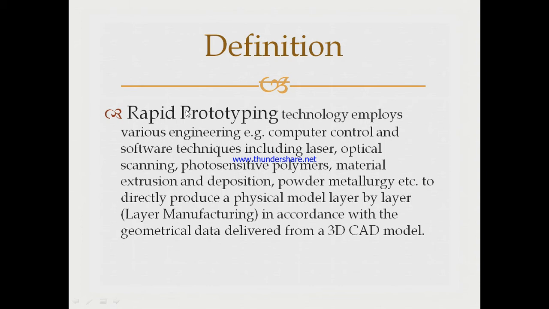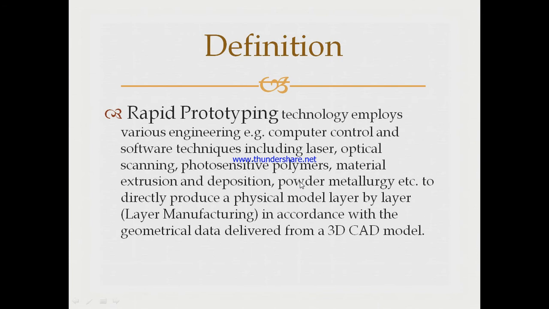First of all, we see the meaning of this particular word, rapid. Rapid means at a fast rate. And what is meant by prototype? A prototype is nothing but a duplicate, creating a replica of a final product having the same dimensions, or with a definite scale ratio. So it is a technique of producing a small part of the actual system to be manufactured. That is what we call prototyping.